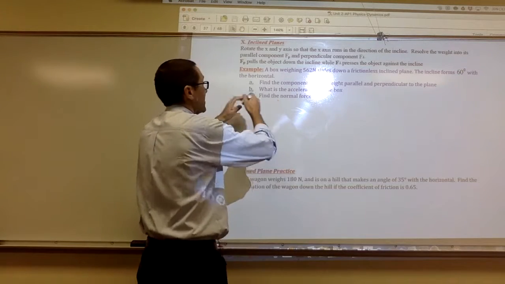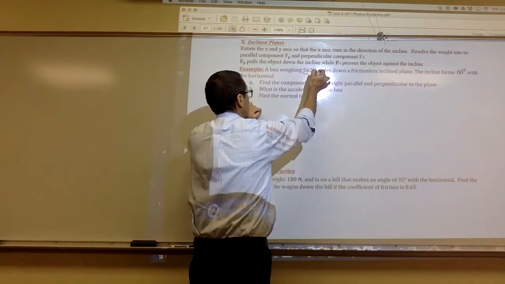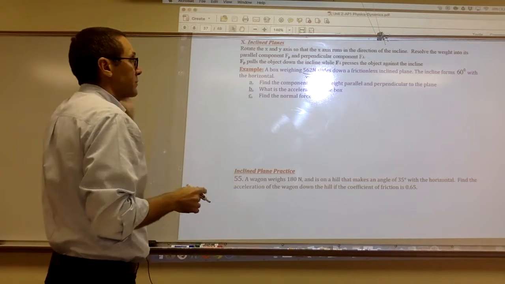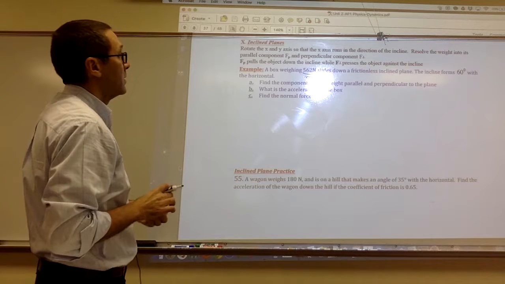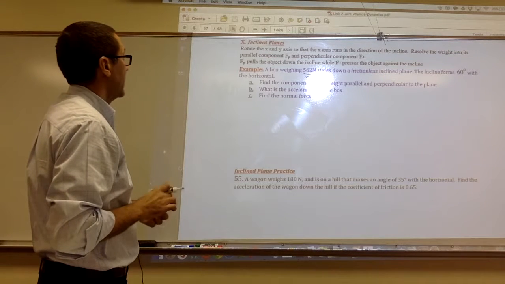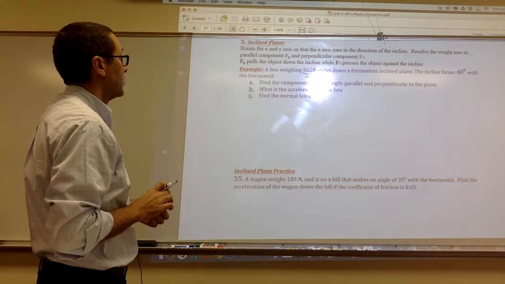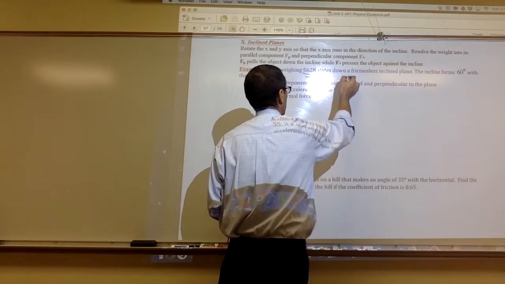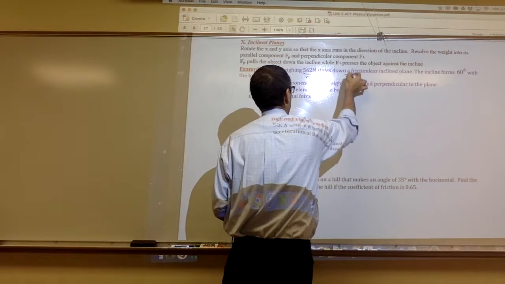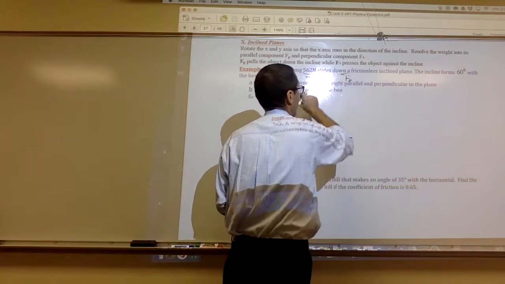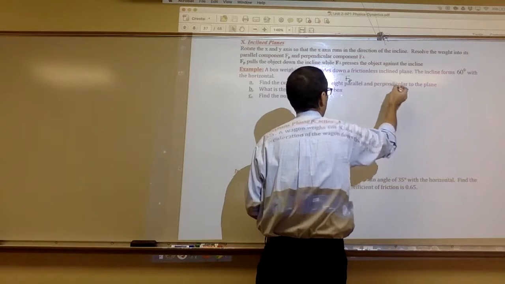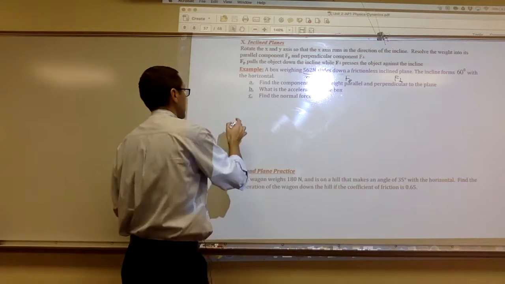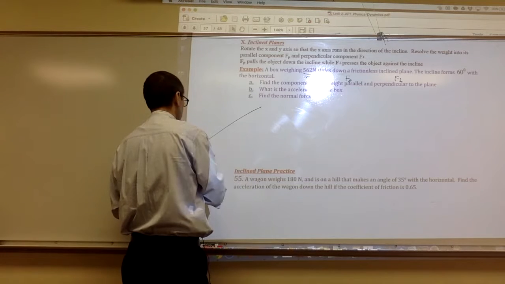It says a box weighing 562, so that's the mg basically, right? So if you want to find the mass, you'll have to divide that by 10. The incline forms a 60-degree angle with the horizontal. Find the components of the weight parallel and perpendicular to the plane. So in this question, they're asking us to find the parallel component of Fg in magnitude, and the perpendicular component of Fg. So first thing we want to do is draw a free body diagram.